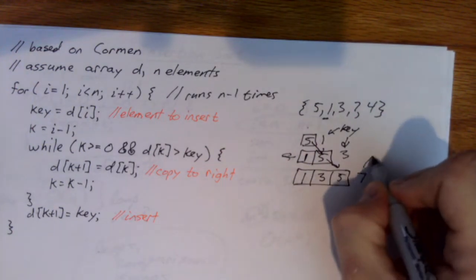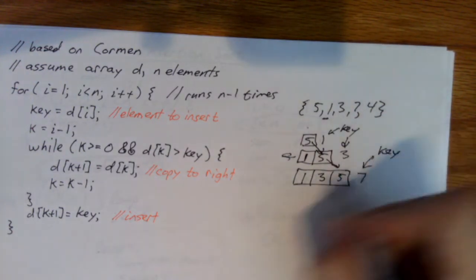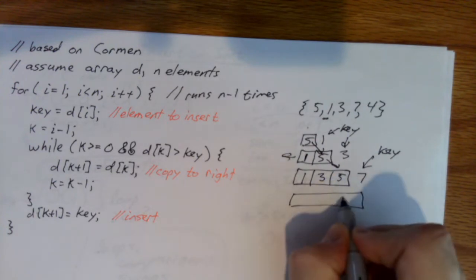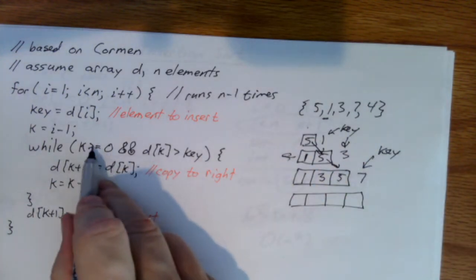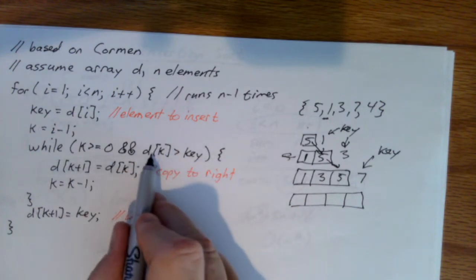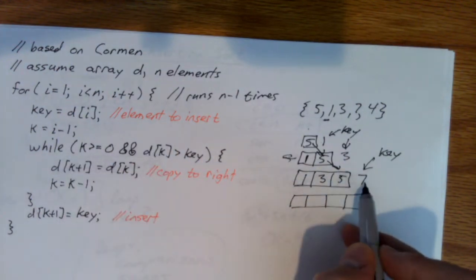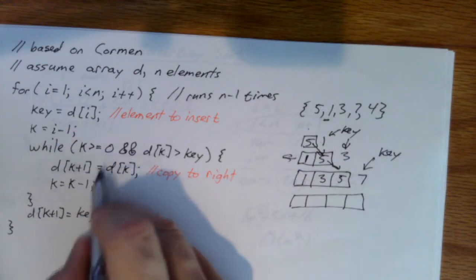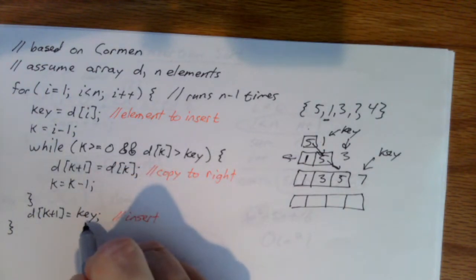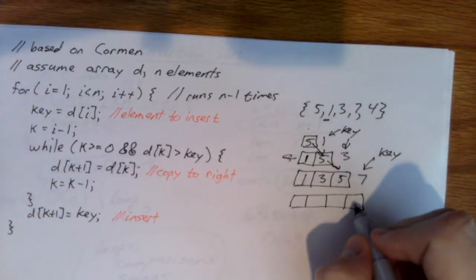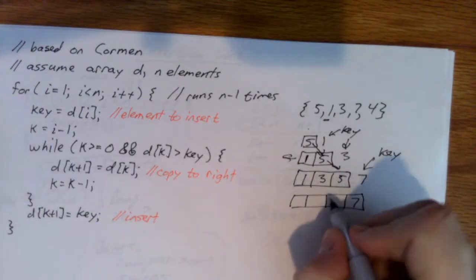Now we want to insert the 7, so we save that as key. We're looking at these 4 array positions. We're not at the end of the array, so we ask, is the 5 greater than 7? It's not. So the loop stops, and we don't even do either of these 2 lines of code, and we immediately store the key, which means we just store 7 where we already had 7, which is here.